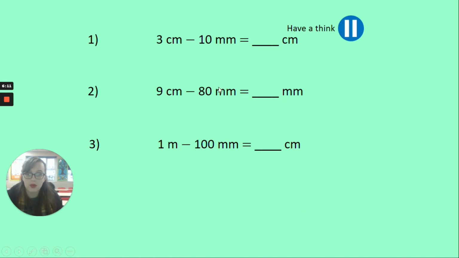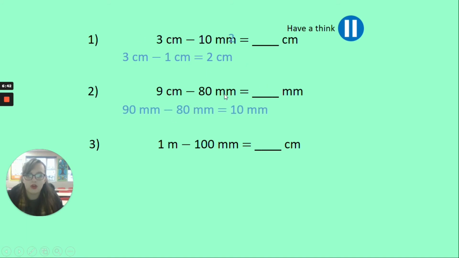Okay, so to start with, we have 3 centimetres, take away 10 millimetres. Straight away we see centimetres and millimetres, they're different. I need to make them the same, and I need to give my answer in centimetres. Well, 3 centimetres, already done, that's in centimetres. 10 millimetres, can I change that into centimetres? I know that 10 millimetres is the same as 1 centimetre. So I need to do 3 centimetres, take away 1 centimetre, and I'll get 2 centimetres for my answer.